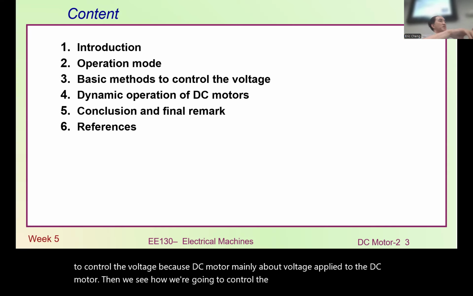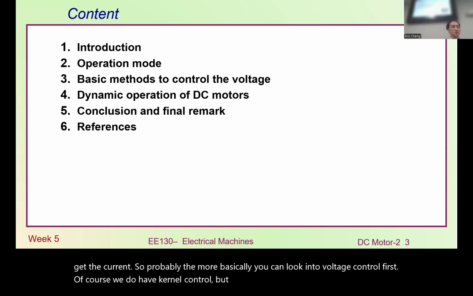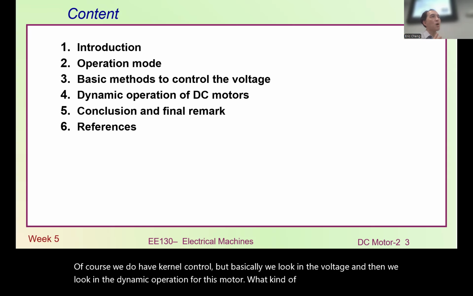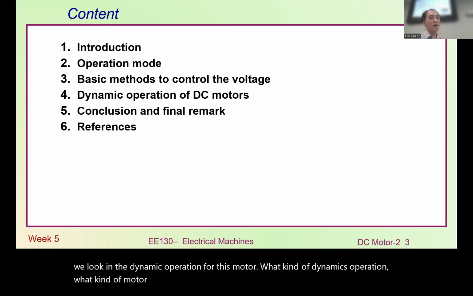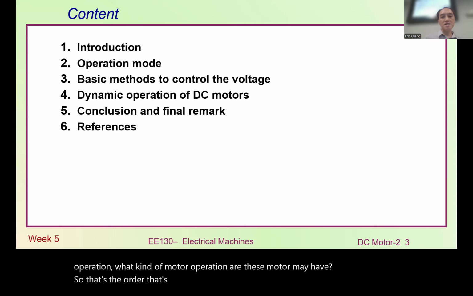Apply the voltage, we get the current. So probably we can look into voltage control first. Of course, we do have current mode control, but basically we look into voltage. And then we look into dynamic operation for DC motor, what kind of mode of operation a DC motor may have. So that's the order. Those are the 4 items we're going to discuss.